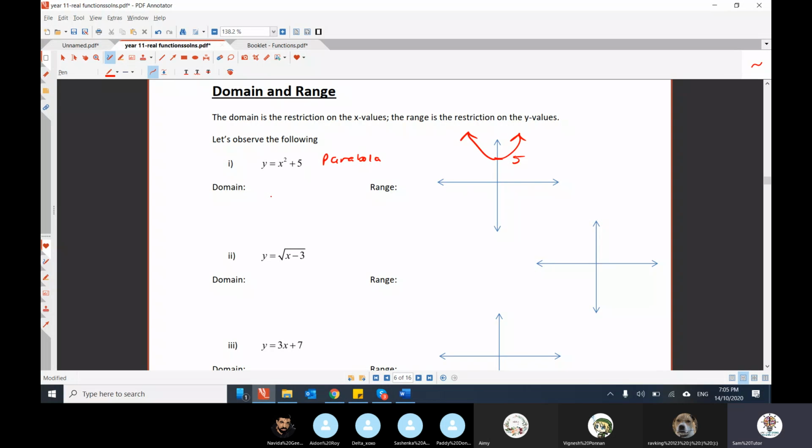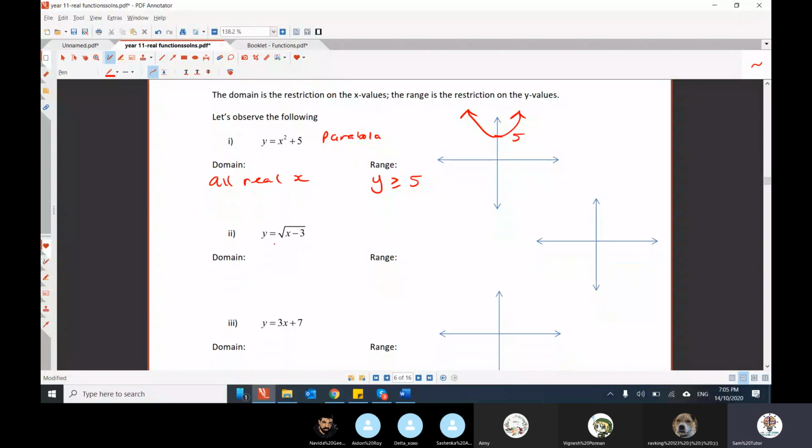What's your domain? So my x would be real x. Correct. Your range? y is bigger than 5, or bigger than or equal to 5. That's good. Yes, absolutely right. y is bigger than or equal to 5. Next one, let's try Patty. What kind of graph is this one?